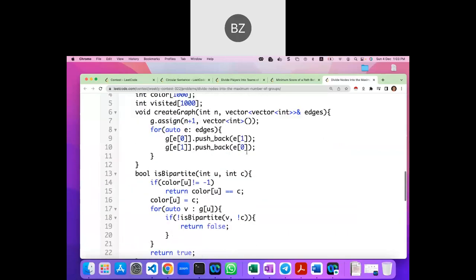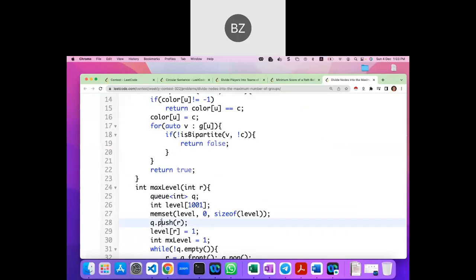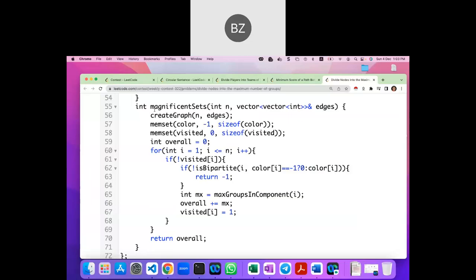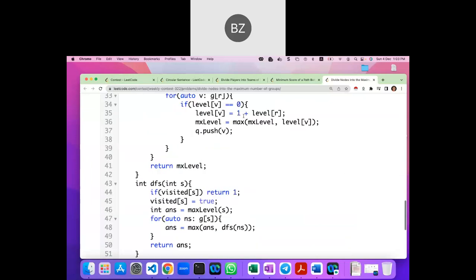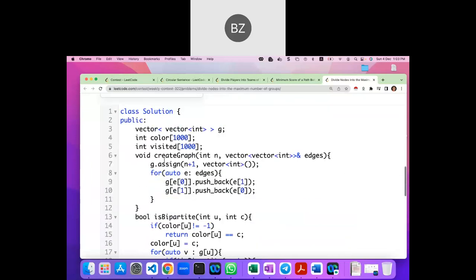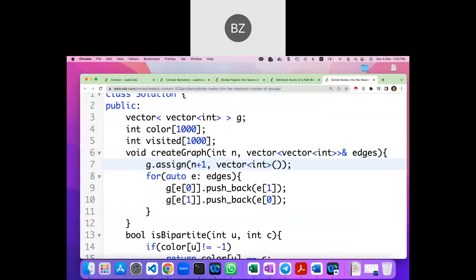So if you see the first condition that I had here is, first take the edges, convert it into graph notation. So I just have a simple function to create a graph. If you see, all it is doing is just creating a vector of vector. U is connected to V and V is connected to U. So this is just to convert our edge list to adjacency list.